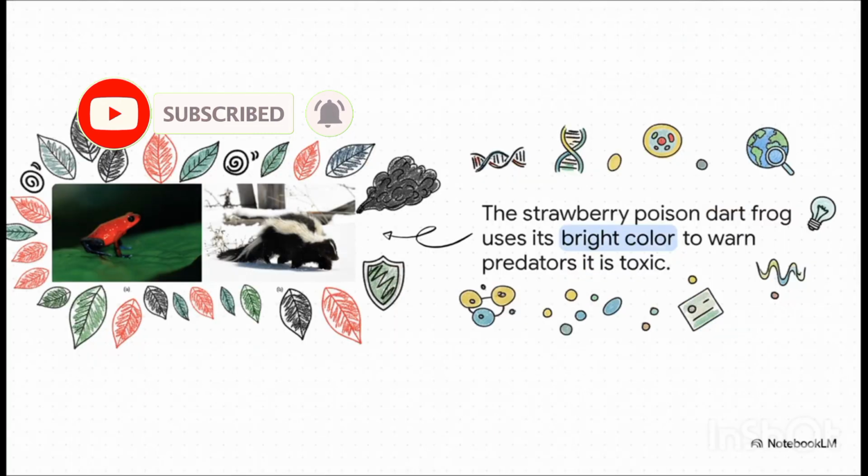Just take a look at this little guy, the strawberry poison dart frog. That incredible red color, it's not just for show. It's a warning sign. It's basically nature's way of screaming, "Don't eat me, I'm poisonous." This is just one of the thousands of amazing survival strategies we're going to uncover.